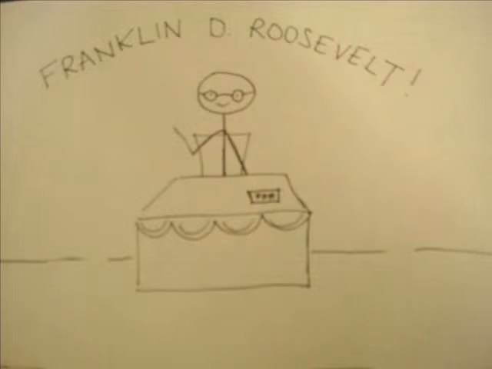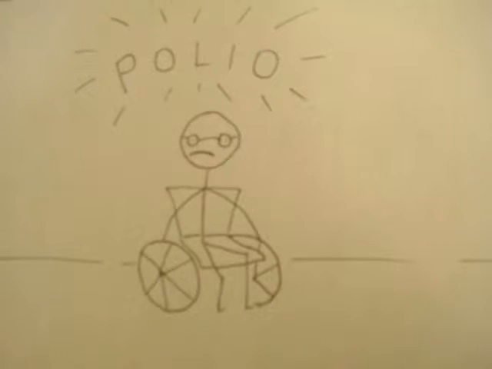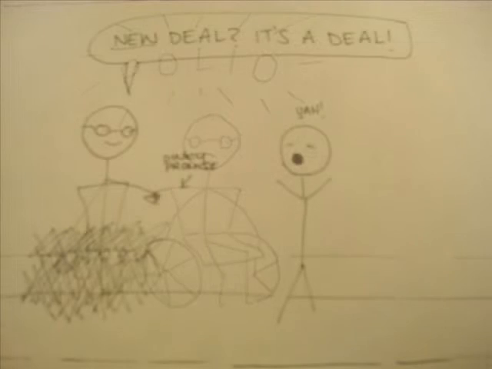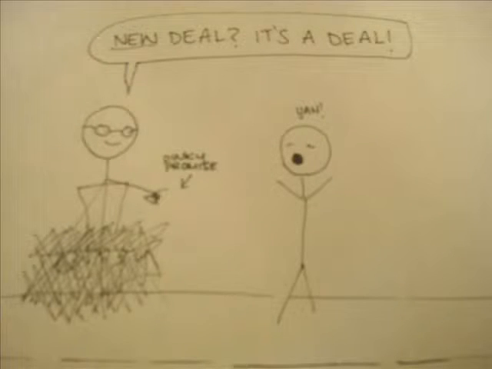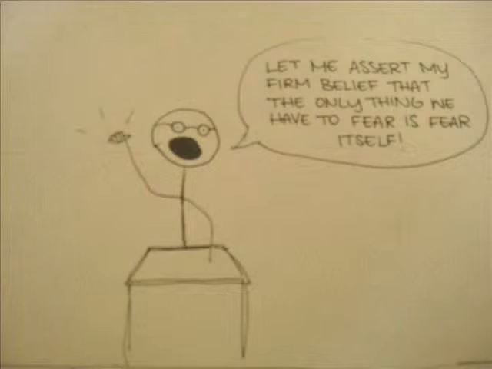A new president, Franklin Roosevelt, was elected to office. He was inaugurated March 4, 1933, and FDR served the most terms of any president. When Roosevelt was elected, he came in with promises of a new deal for the forgotten man. A famous quote from Roosevelt's inauguration speech was the line, "Let me assert my firm belief that the only thing we have to fear is fear itself."